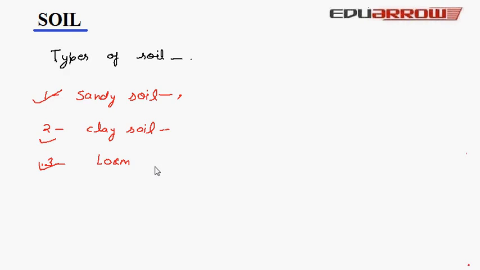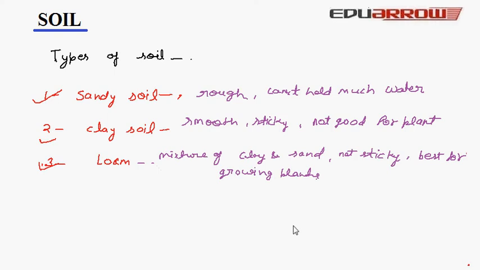So what did we learn about sandy soil? It is rough. It cannot hold much water. And about clay soil, it is smooth and sticky and not good for plants. About the loam soil, it is a mixture of clay and sand, wet but not sticky, and it is best for growing plants.